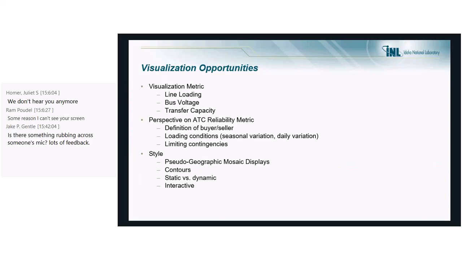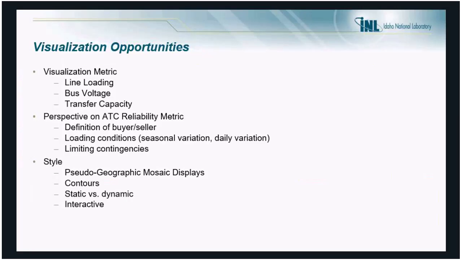Yes. Excellent. So the visualization metric here is the line loading, but you can also look at it from the voltage perspective. You can look at the transfer capacity, the metric that came from the ATC code. You can define the buyer and seller differently, or use different load conditions, or look throughout time. You could consider limiting contingencies, or use different styles, such as the PGMD, as I walked through here, or contours, which are very common when presenting bus voltage. It's also neat to imagine static, dynamic, or even interactive ways of communicating this information, where the user might scroll through a timeline of what a year might look like, or select different buyers and watch the visuals change in front of them. These ideas are on the back burner right now, but there's definitely a lot of potential here for how to communicate this information.